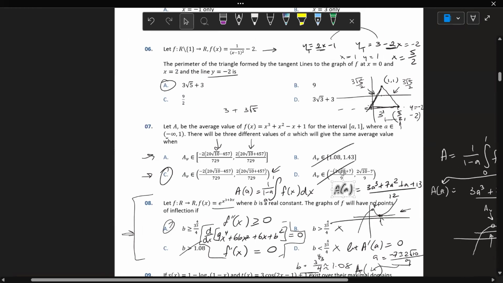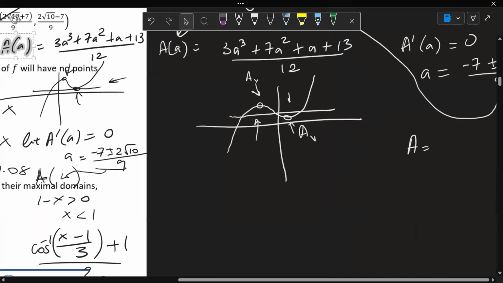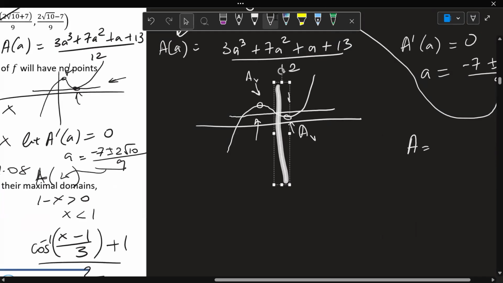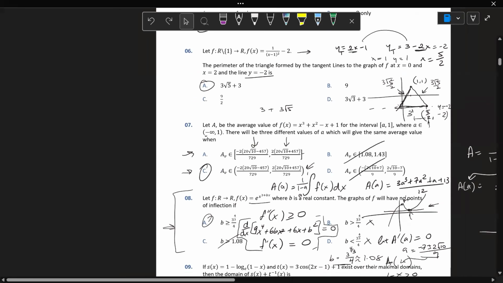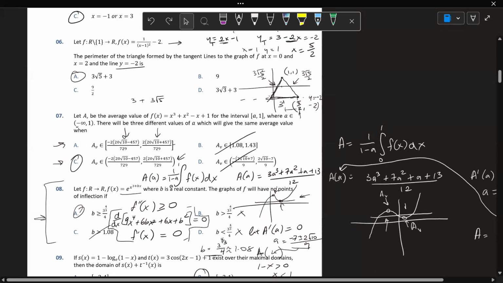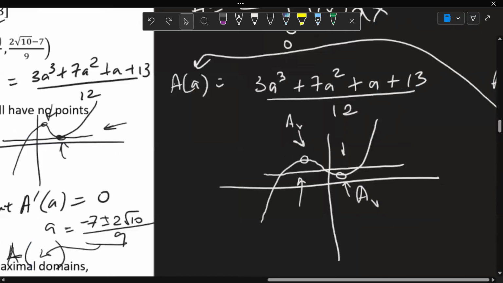But if we go back to our graph, remember, if we go back to our graph, we cannot include this point.